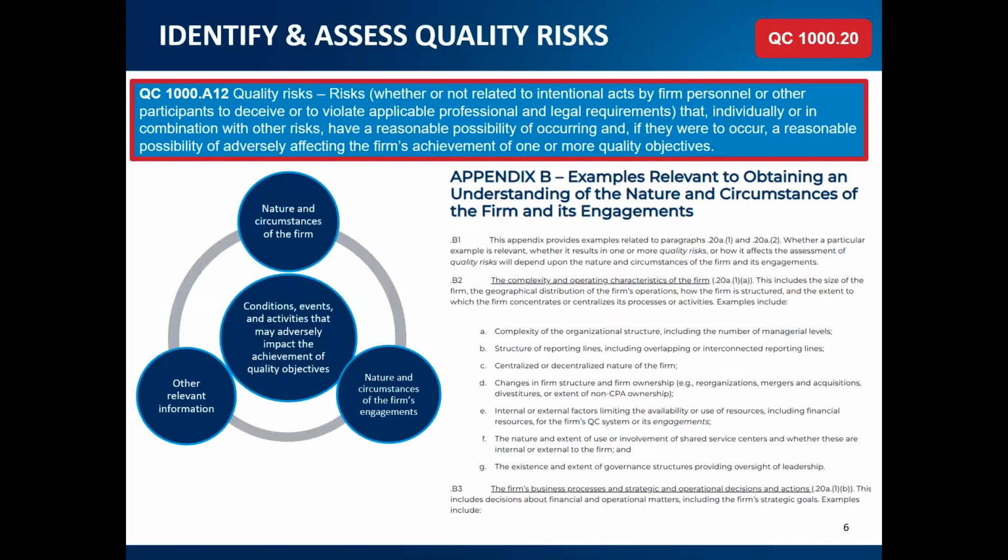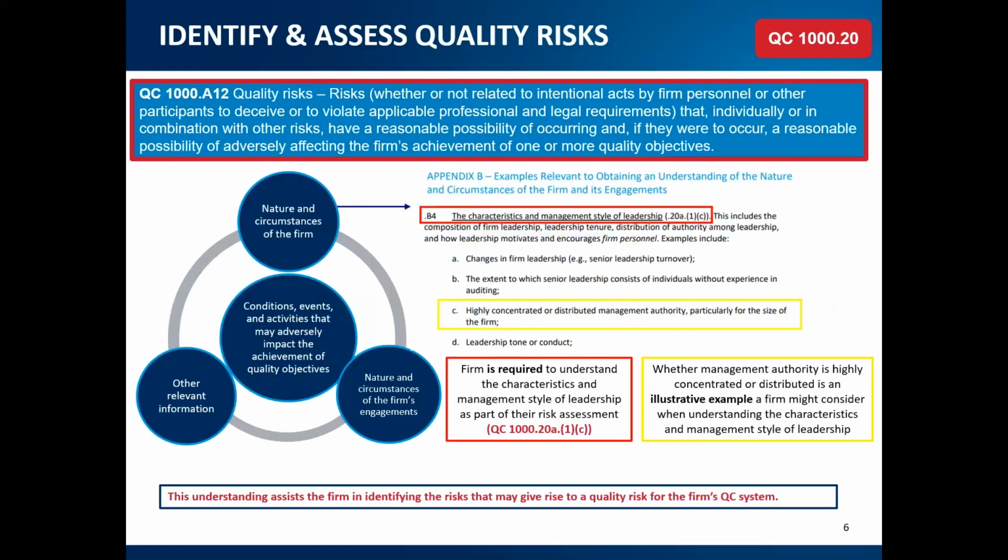Okay, Appendix B is not intended to be exhaustive, and the firm may also identify quality risks that do not relate to the list of considerations or to any of the specific examples included in Appendix B of QC 1000. So let's talk through a more detailed example of how a firm might apply Appendix B to identify a quality risk.